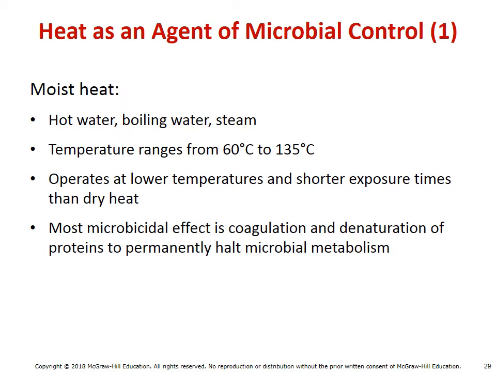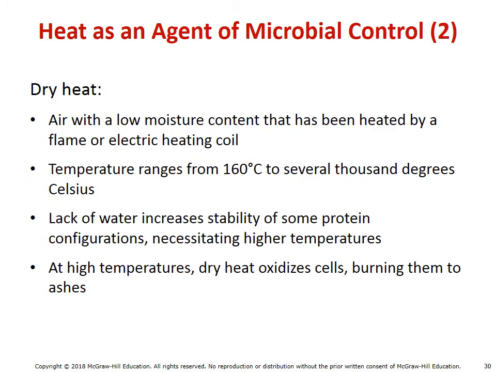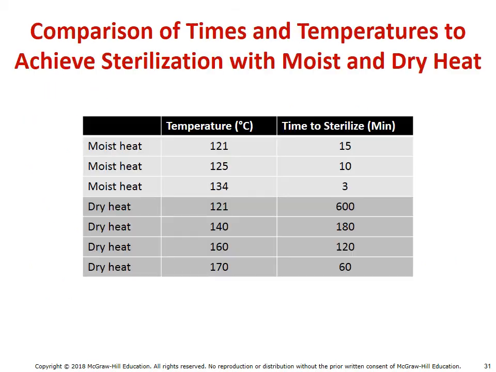So you can actually use lower temperatures of moist heat and still achieve the same level of killing. Dry heat, on the other hand, is typically going to have higher temperatures because we're going to have to try to cook from the outside to the inside. And so the general idea is it takes much more heat to cause death with dry heat than moist heat.